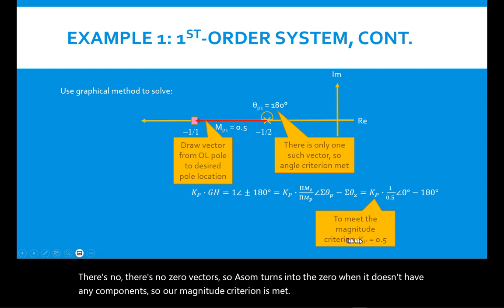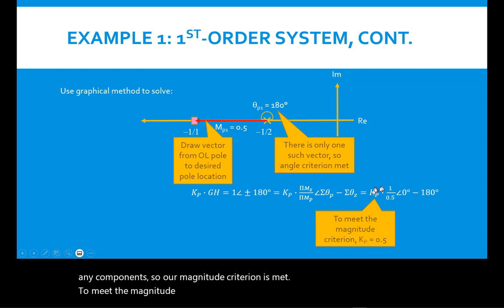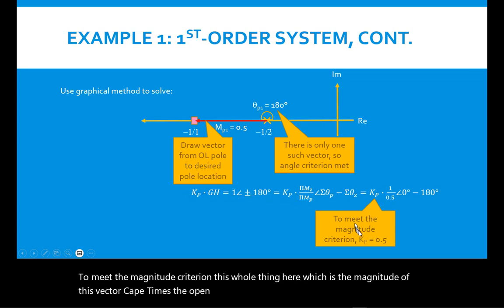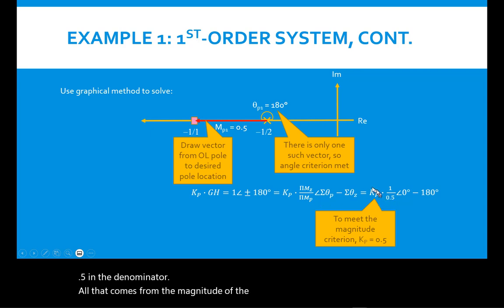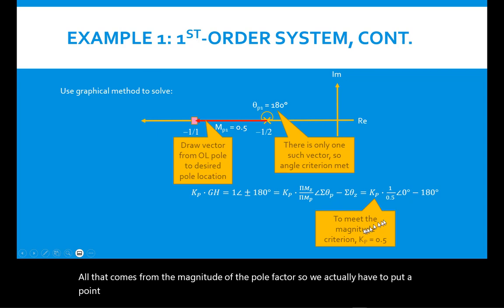To meet the magnitude criterion, this whole thing here, which is the magnitude of this vector Kp times the open loop transfer function, has to be 1. We have this 0.5 in the denominator that comes from the magnitude of the pole vector, so we actually have to put a 0.5 in for our gain. So this tells us what the gain of our controller needs to be in order to move the closed loop pole to this desired location.